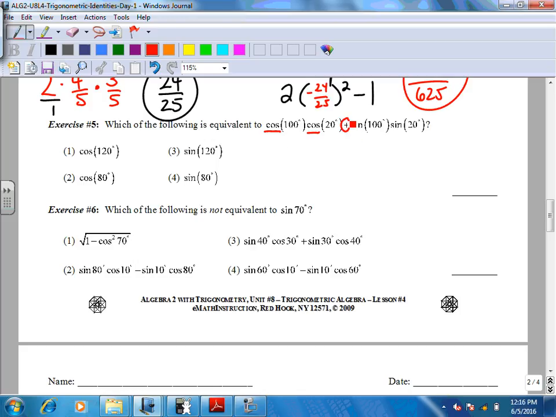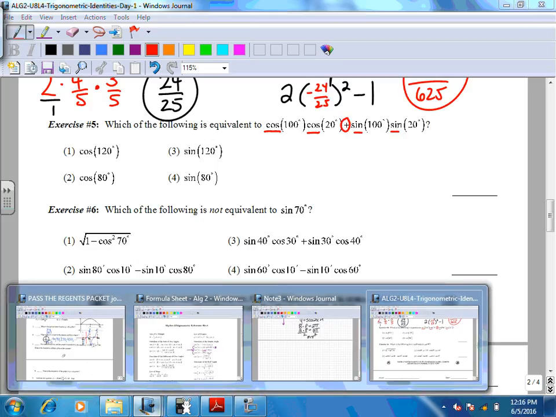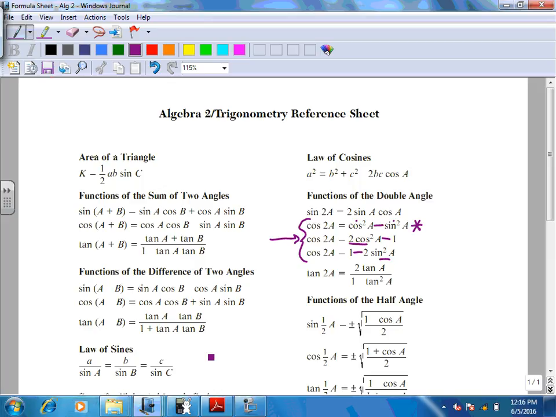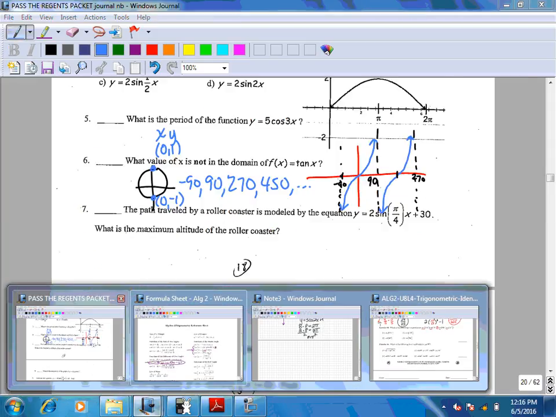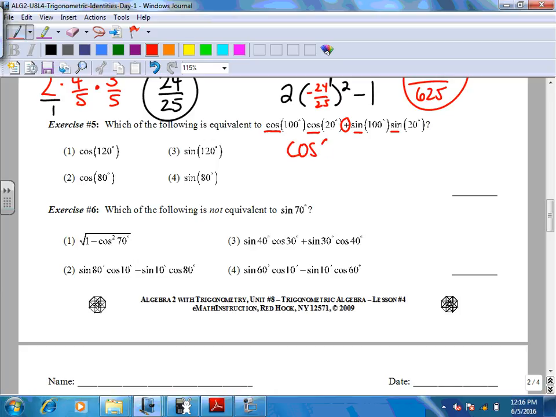Plus sine sine. So if we go back to our reference sheet, cosine cosine plus sine sine is going to be cosine of a minus b, and again my signs are all missing here, but cosine a minus b goes cosine cosine plus sine sine. So I know that this stuff is equal to cosine a minus b. Well, in this case, our a is 100, our b is 20, so this is the same as cosine 80.